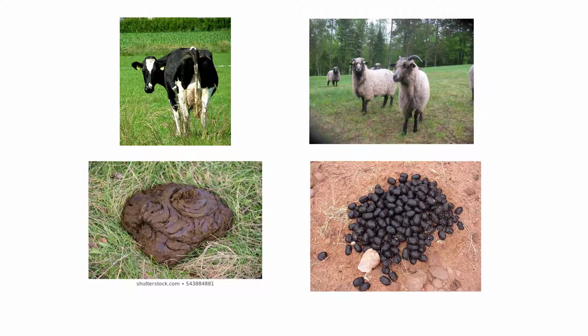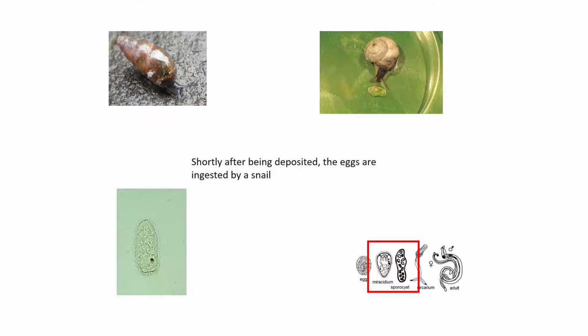This particular trematode begins its life as eggs in the poop of cows and sheep. Shortly after being deposited, the eggs in the poop are ingested by a snail. And then inside the snail, they hatch into larvae. So you can see going from egg to this kind of larval form, and that's a microscopic view right here.